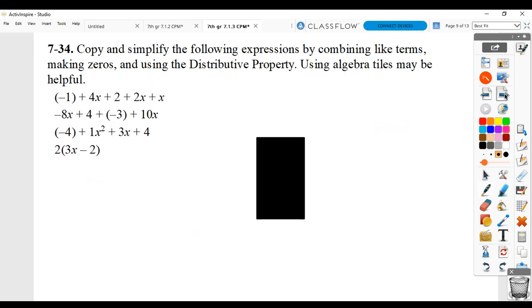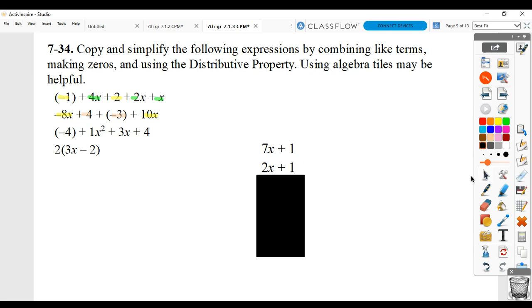For 734, you're going to copy and simplify by combining your like terms, making zeros, and using the distributive property. So for the first one, you've got 4x plus 2x plus x, and you're going to combine those, and then -1 plus 2. Combine those, so you get 7x plus 1. For the second, you're going to combine your x terms, -8x plus 10x, and then you're going to combine your unit values, 4 plus -3, and you get 2x plus 1.